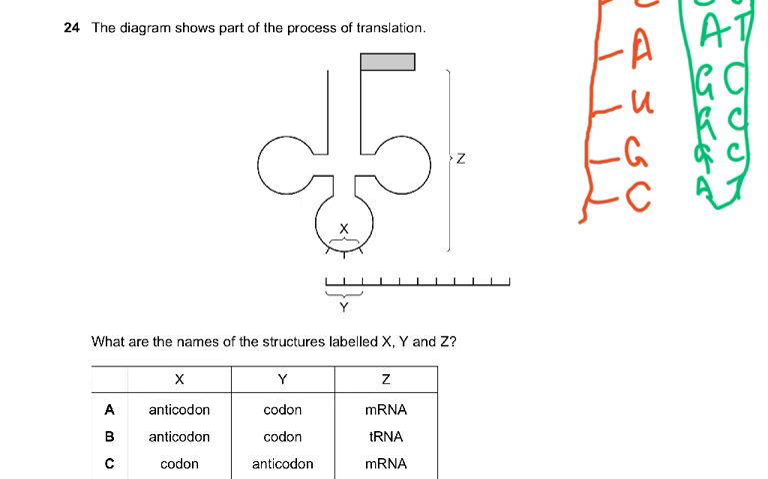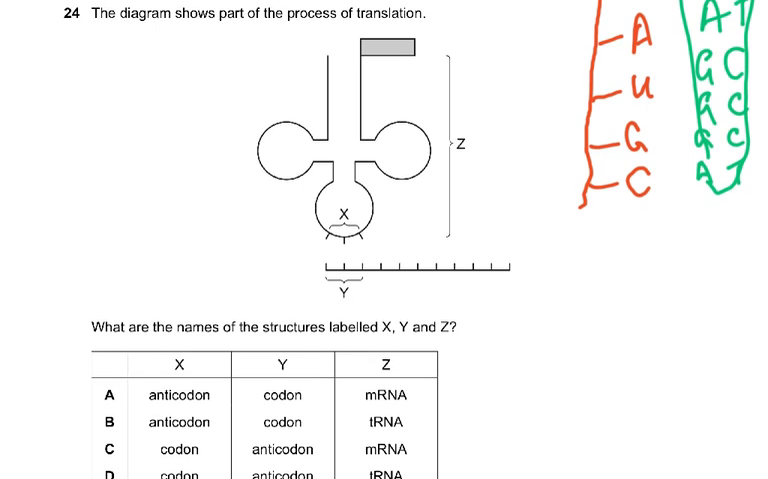The diagram shows part of the process of translation. You know, translation is mRNA to protein. What are the names of the structures labeled X, Y, and Z? I'm sure everybody knows this. A very easy question. X is the anticodon. Y is the codon on the mRNA. And Z is the tRNA. Either you know it or you don't know it.